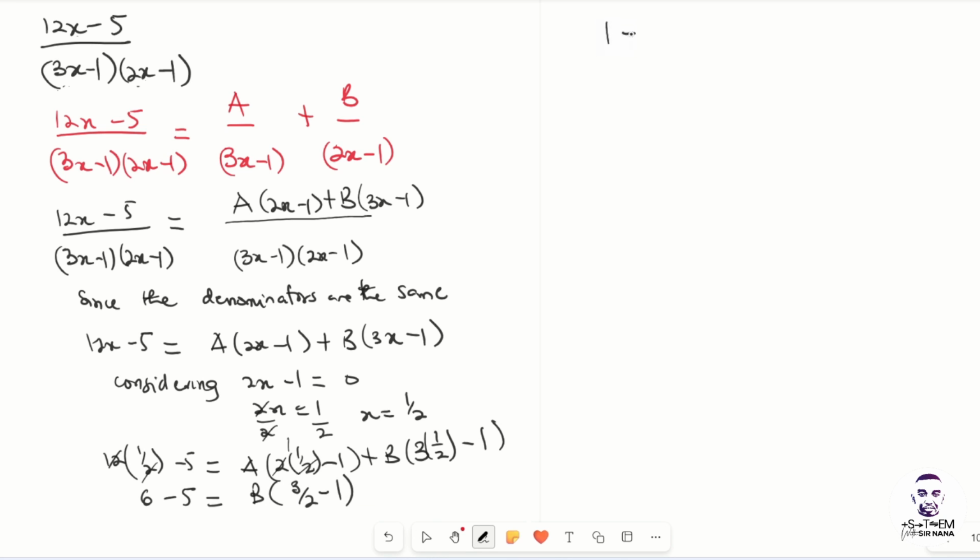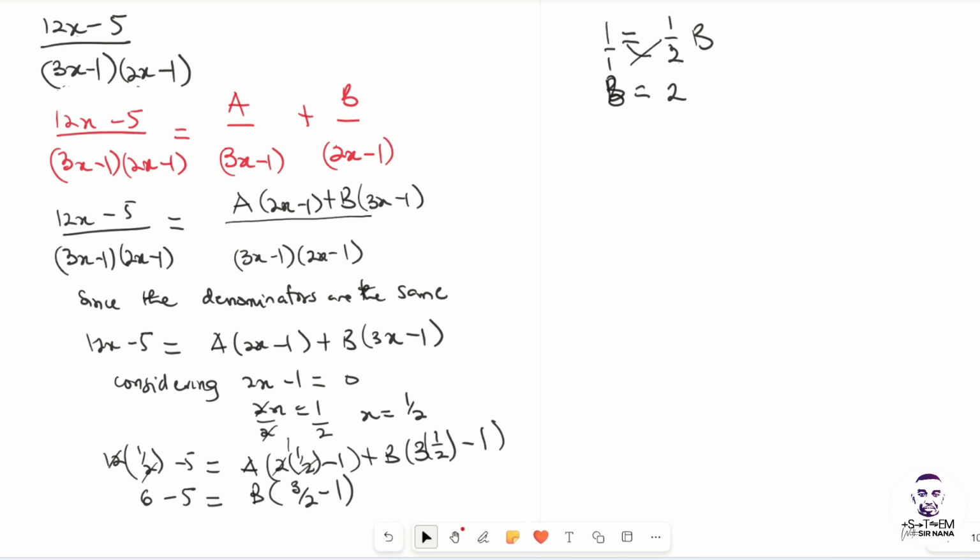So 1 is equal to, right? So 3 over 2 minus 1 gives us 1 over 2, right? So we have 3 minus 2 all over 2. So 1 over 2 multiplying b, right? So we can cross multiply and have our b to be equal to 2, right? So we cross multiply, right? 2 multiply the 1, then 1 multiplies 1. So b is equal to 2, right?